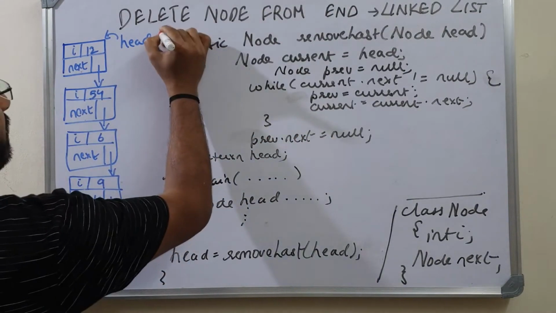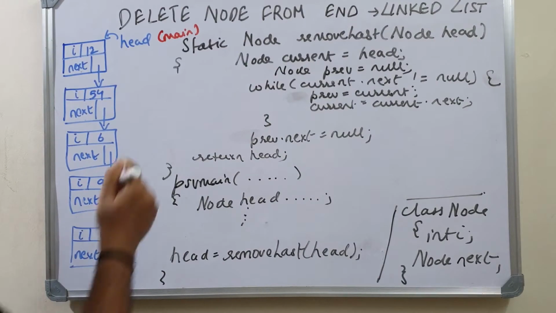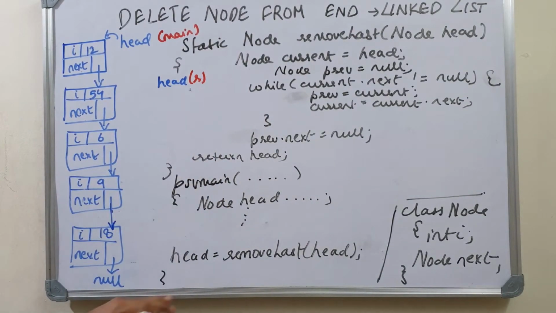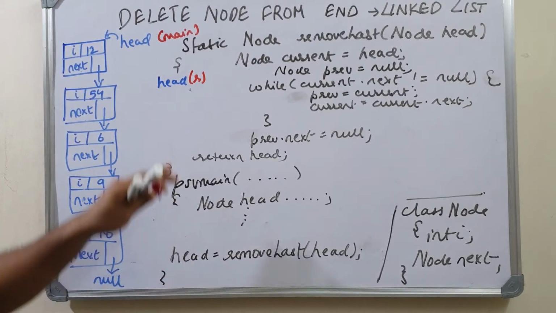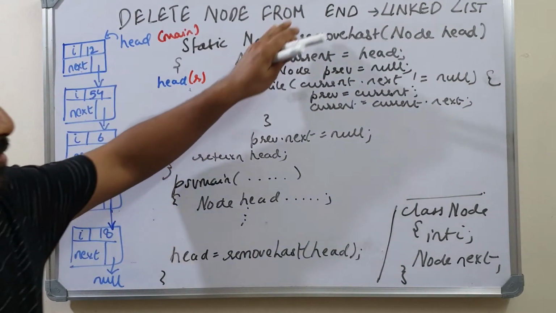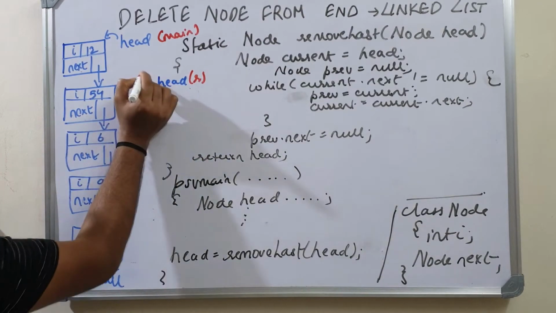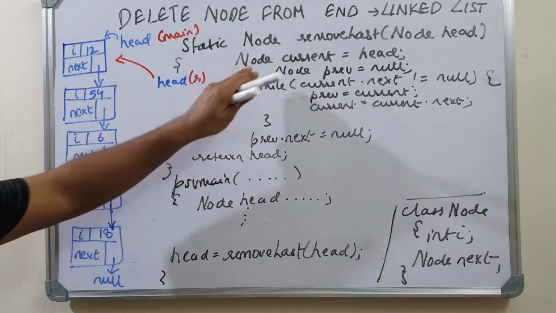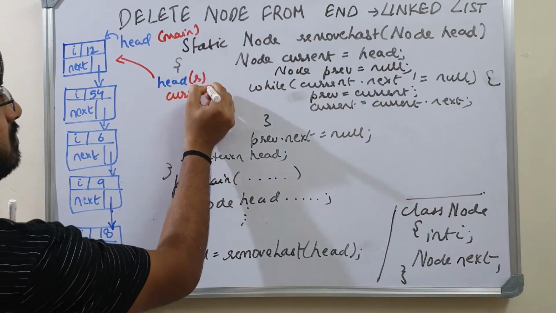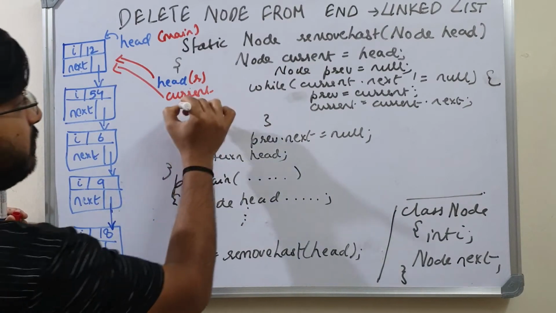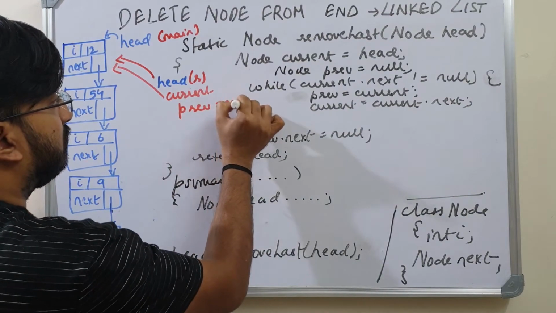So this is your head in the main and you have a head in the remove method. You call removeLast passing the head. So head is pointing here. When you pass head into this method, the head in the remove method is also pointing to this location. You said current is head. Current is a variable pointing to head, so current also points to this location. You say previous is equal to null.